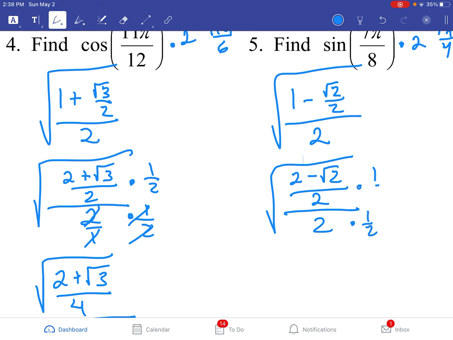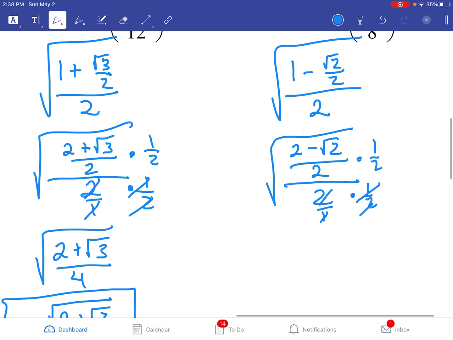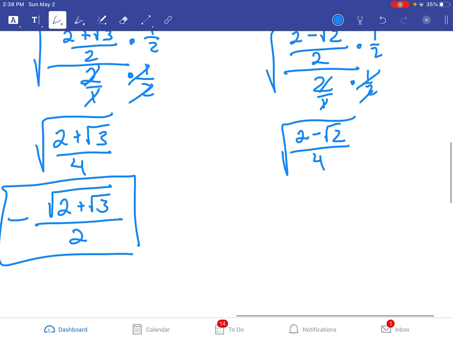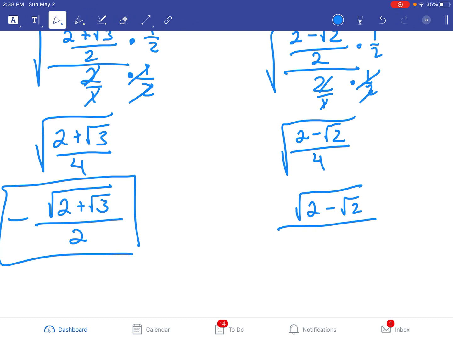Multiply by the reciprocal. 2 minus root 2 times 1 is going to be 2 minus root 2 over 4, the big square root. Again, the square root of 4 is going to be 2, so we have 2 minus root 2, big square root. There's a definite distinction between the top and the bottom of our fraction. We have 2 on the bottom there.